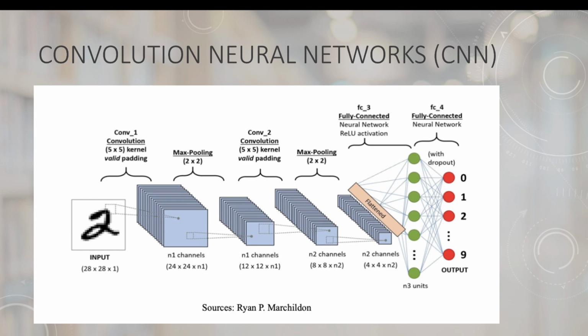Basically, CNN applications are widely used for object recognition and computer vision, such as face recognition, self-driving vehicles, and image classification. In our project, we're gonna do the image classification.